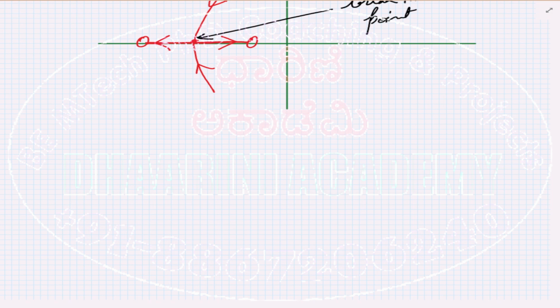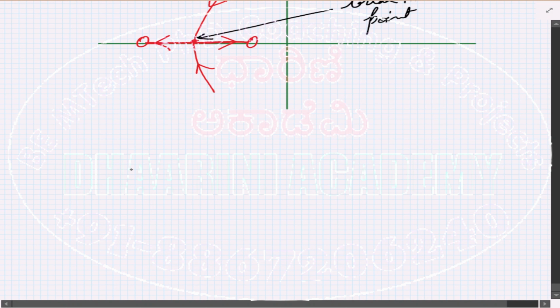Now, to find that, because it's present on the s plane, I have to get an s value, which is a real value. So it has to be obtained after solving some equation, right? So the equation we can find out like this.